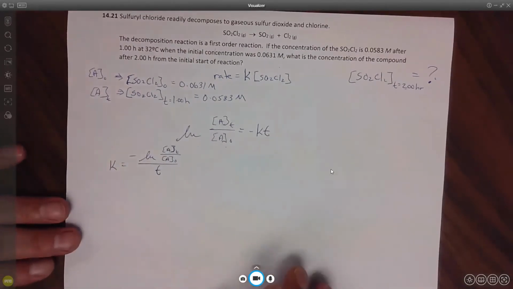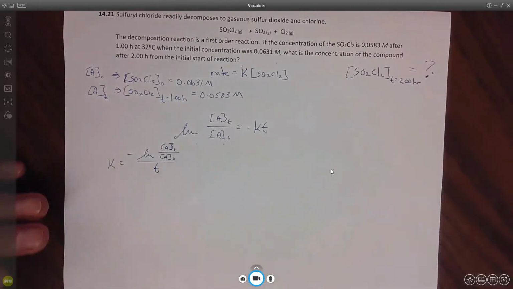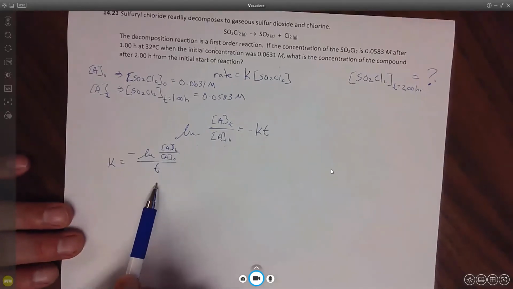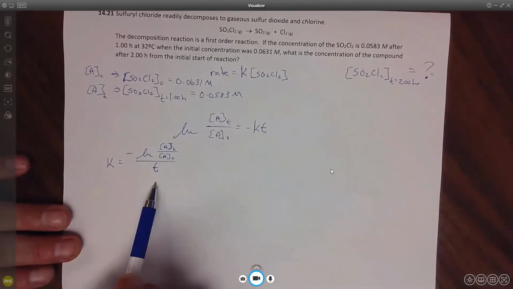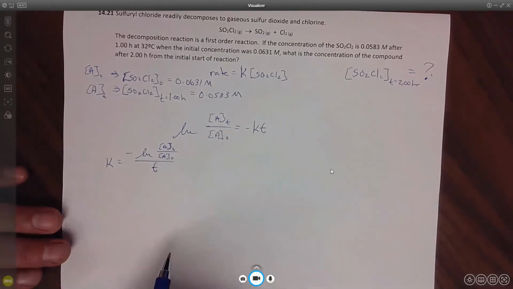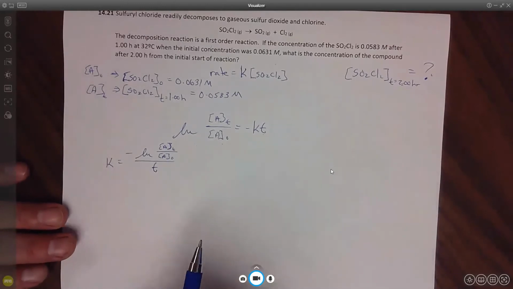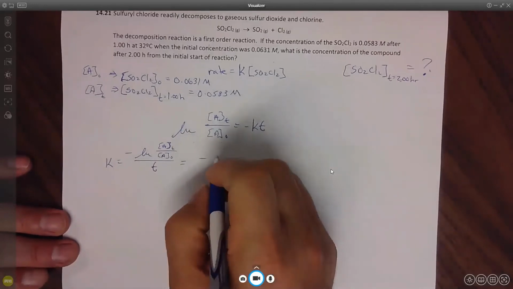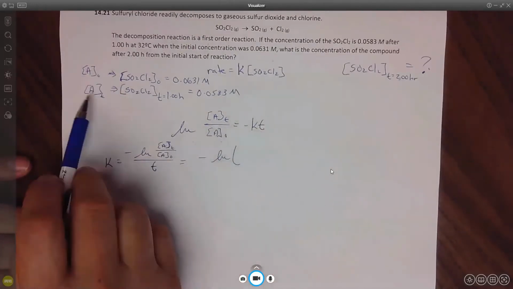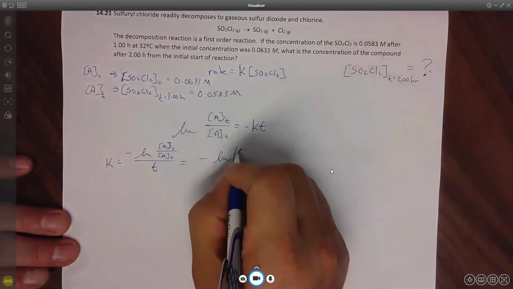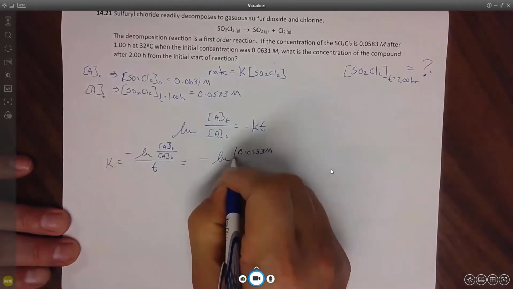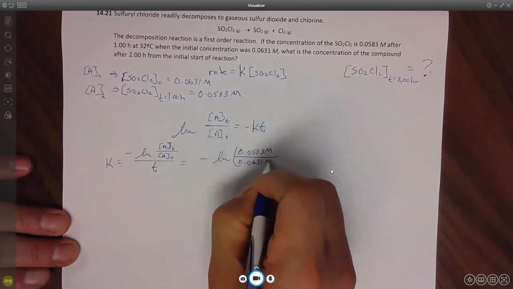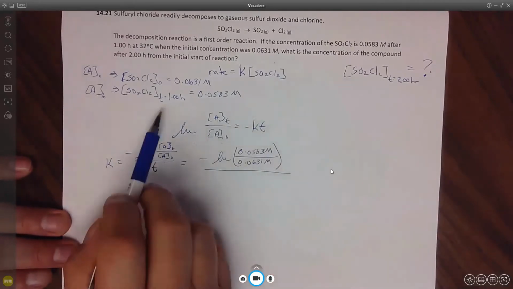You could solve it however you want. I just like to solve the equation for the variable. I personally think it's easier that way, because now I can plug this whole thing into my calculator as one calculation, and not make mistakes by transcribing numbers or not using enough sig figs and having rounding errors from rounding intermediate values. So this is going to be negative the ln. The concentration at the 1 hour time is 0.0583 molar. The initial concentration was 0.0631 molar. The time is 1 hour.